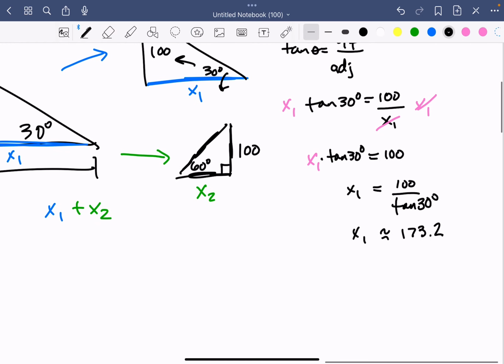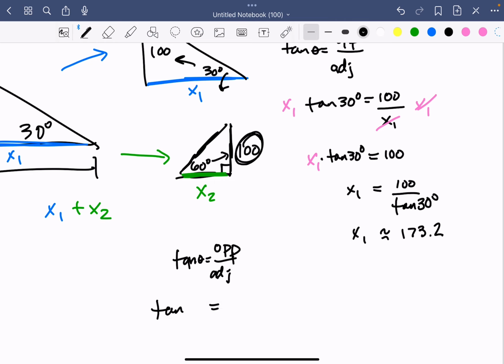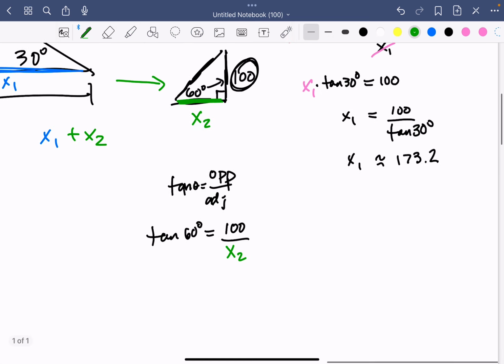And so now I'm ready to do x2. And here I have an angle, but I have its opposite from it and adjacent to it. So that means I have opposite divided by adjacent, which again we know is still tangent. So tangent of theta is that. So it's the tangent of 60, and opposite is 100 divided by the adjacent, which is x sub 2.